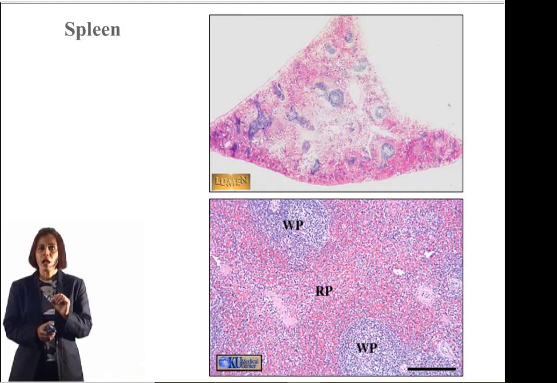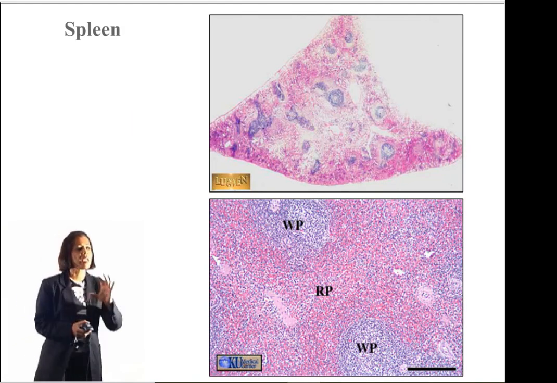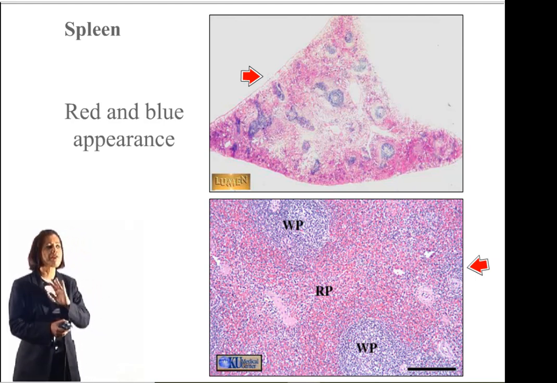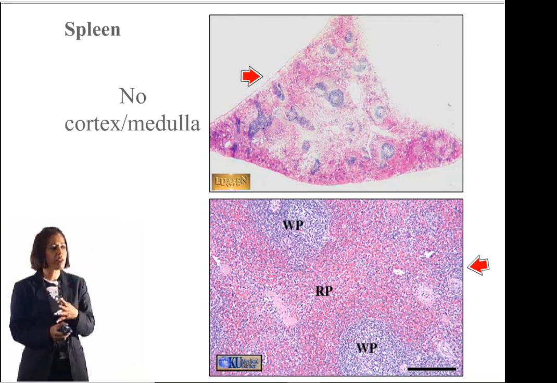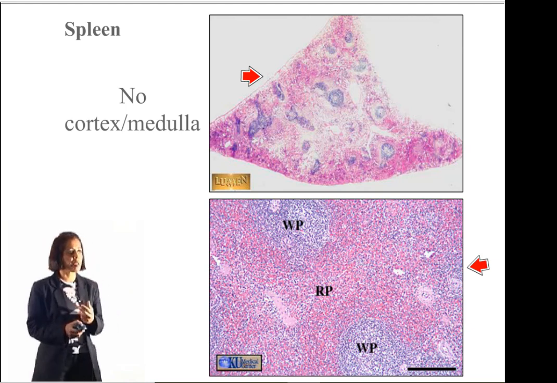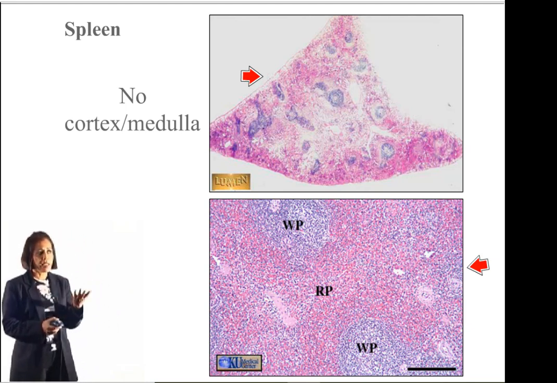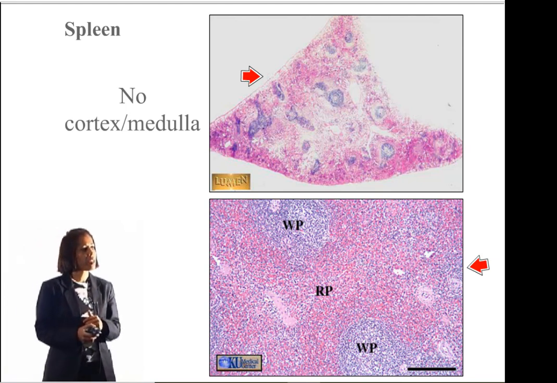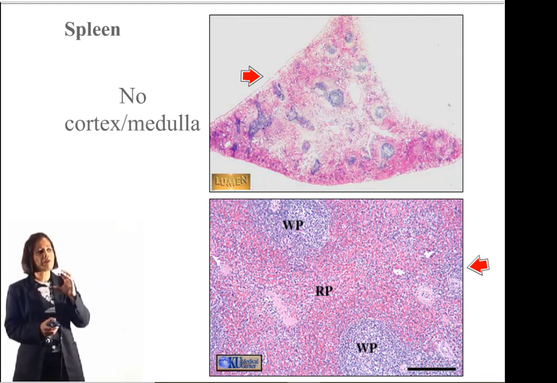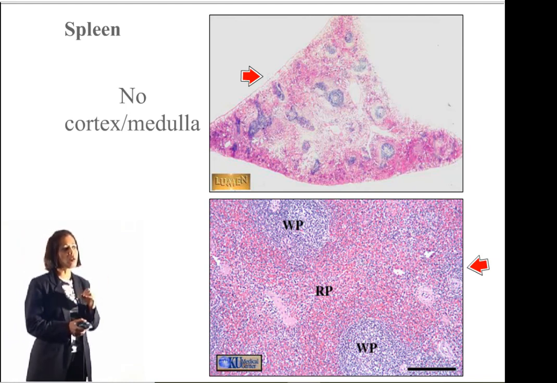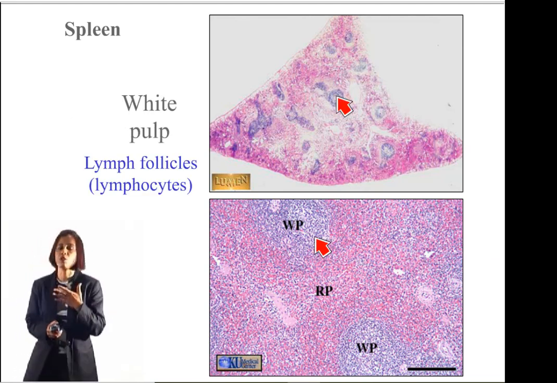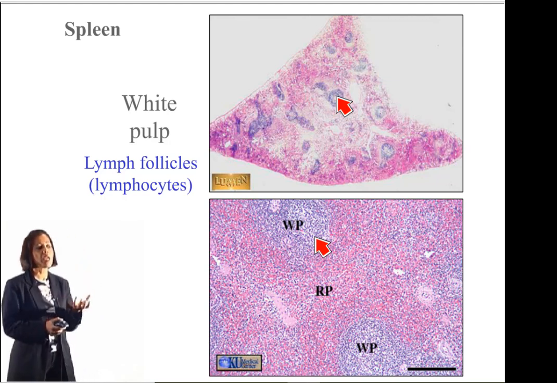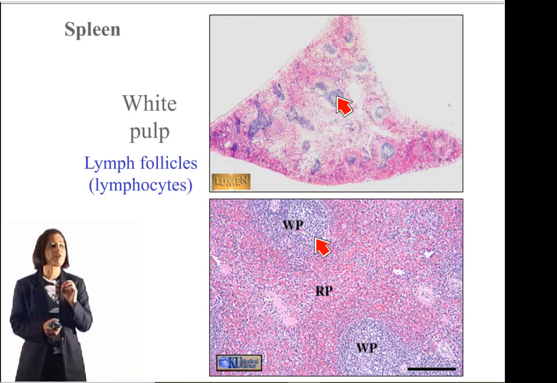Let's look at the spleen, and the first thing you notice with the spleen is it has a red and blue appearance. And this is very typical of the spleen. There is no cortex or medulla, but what you can see very distinctly is the red and blue appearance. What you do see is lymph follicles scattered all over, just randomly scattered. Instead of calling them follicles, we call them white pulp. They are the same thing as follicles, but you don't call them follicles. Instead, you call them white pulp, and they are made up of aggregation of lymphocytes.